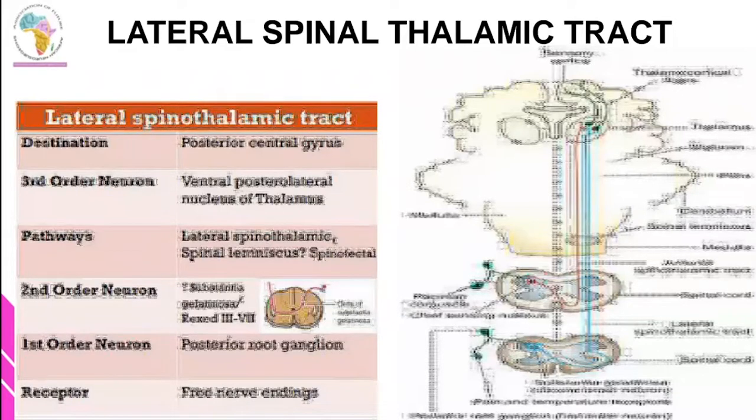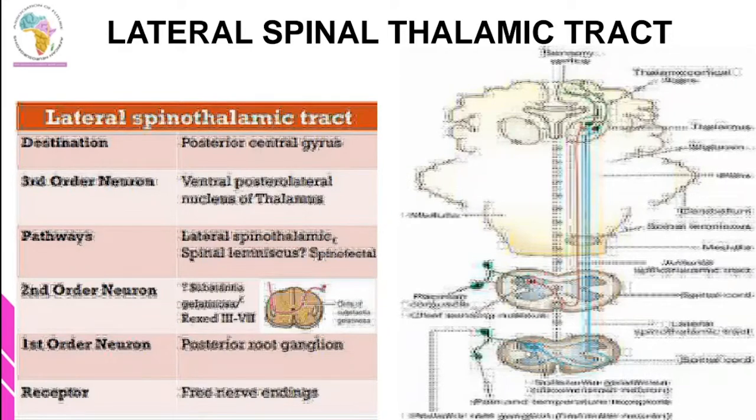So if we are having a blockage here, meaning if we are having a lesion here on the anterior white commissure, there will be a blockage. So information won't be passing and going up to the brain. So someone will lose their pain sensation abilities. Yeah, they will lose that.